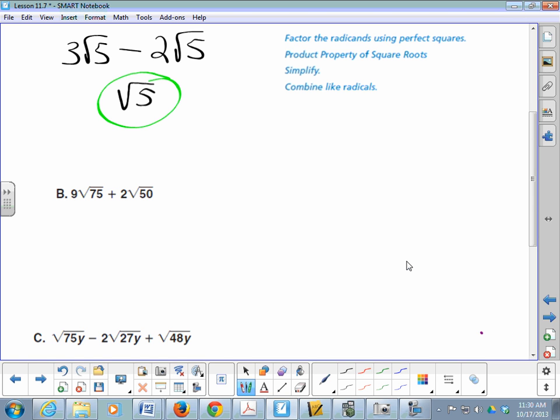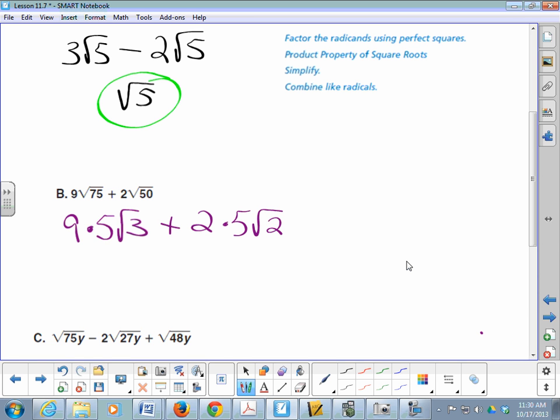So this is 9 times 5 square roots of 3, right? 75 is 25 times 3. Square root of 25 is 5. Plus 2 times 5 square roots of 2. Right? Because 50 is 25 times 2.